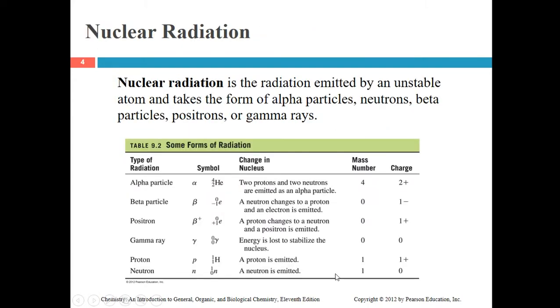Now, nuclear radiation is the radiation emitted by an unstable atom, and so it takes the form of alpha particles, neutrons, beta particles, positrons, or gamma rays. So let's look at table 9.2 a little bit. This is a good summary.